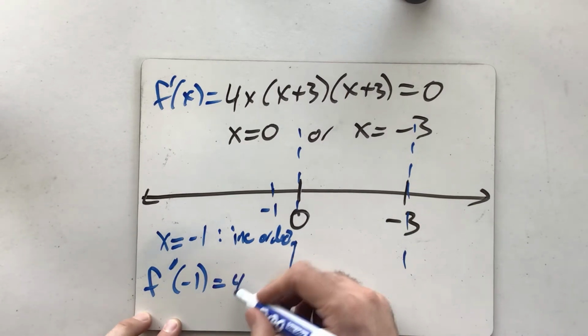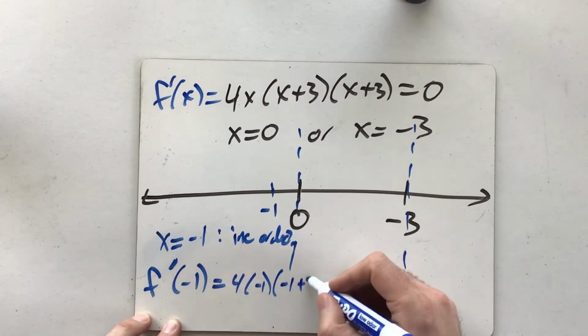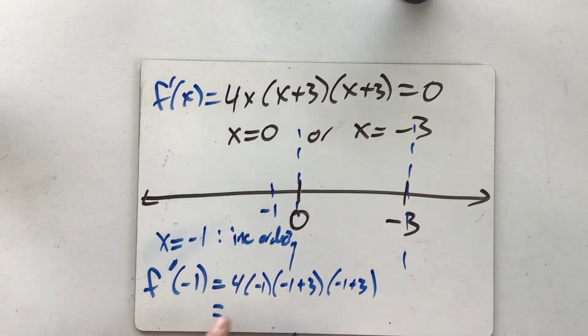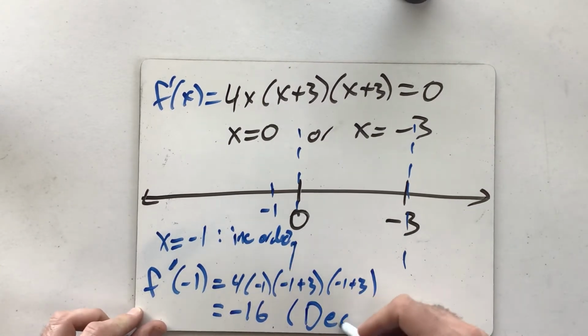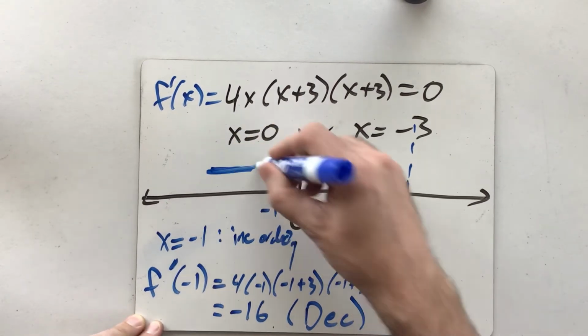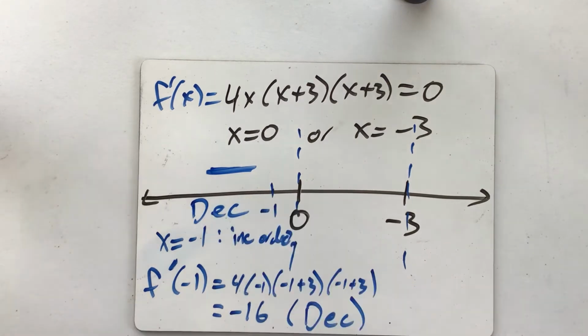Okay, so I get 4 times -1 times (-1 plus 3) times (-1 plus 3). It's going to give me -4 times 2 times 2, so I think -16 is what I got. So what does -16 mean? -16 means it is decreasing. So what I usually do is I just stick a negative sign here, and that negative sign just means that we're decreasing everywhere in that region.